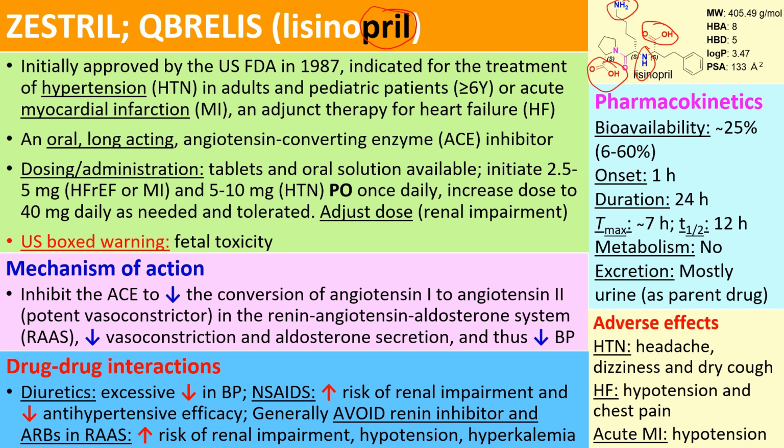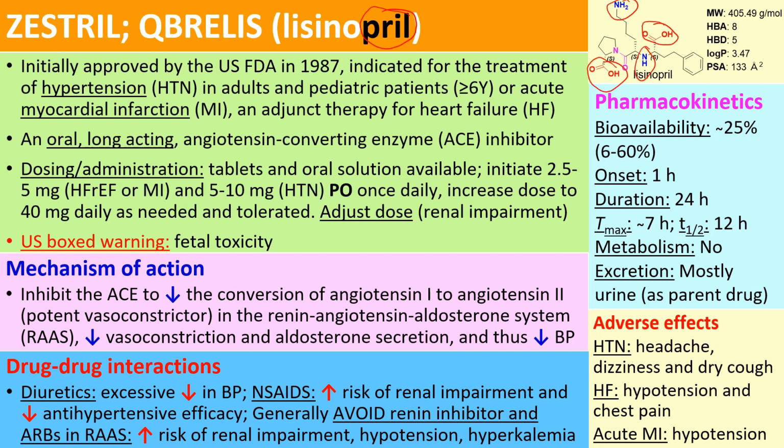So in this renin angiotensin aldosterone system, like the RAS pathway, this would decrease the vasoconstriction and decrease the secretion of aldosterone. So collectively, this would lower the blood pressure.